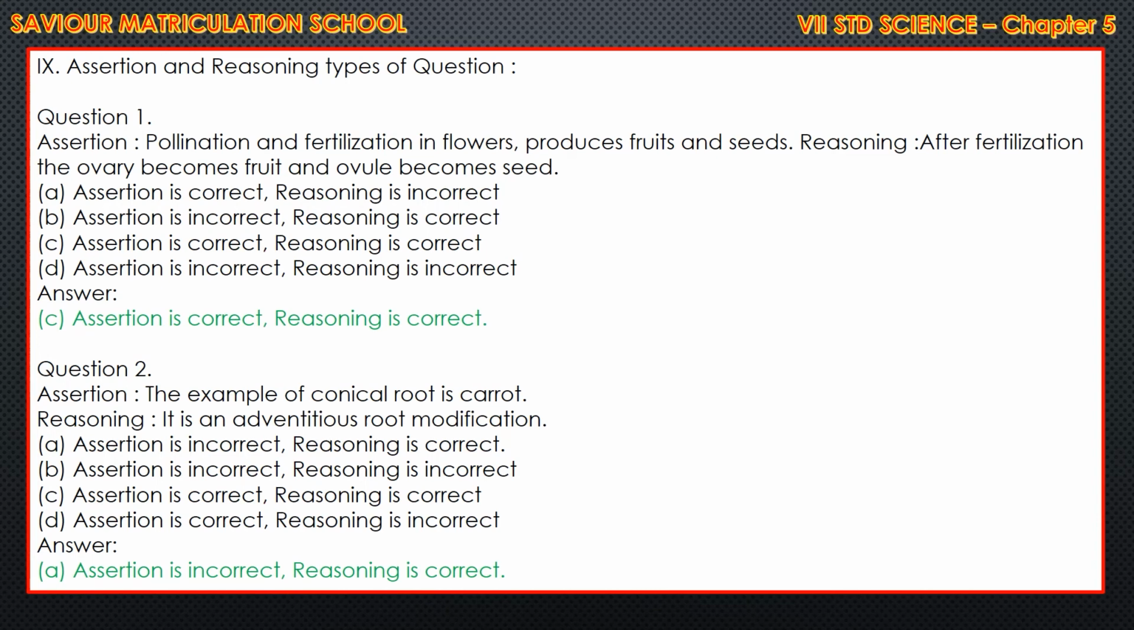A is incorrect, R is correct. A is correct, R is correct. A is incorrect and R is incorrect. So what is the answer children? C. Assertion, that is A is correct. Reasoning, that is R is correct. So assertion and reason both are correct.